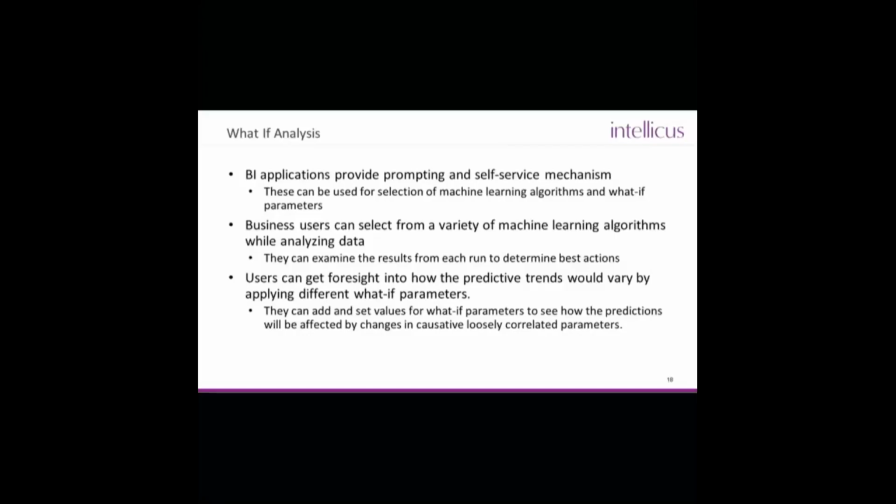And again, in Rajesh's demo, you're going to see him change parameters and then run it again and see what happens. So they can add and set values for these what-if parameters just to see how they would change the predictions. How are these things affected by these changes in these loosely correlated parameters that we have? Excellent example of what-if analysis.